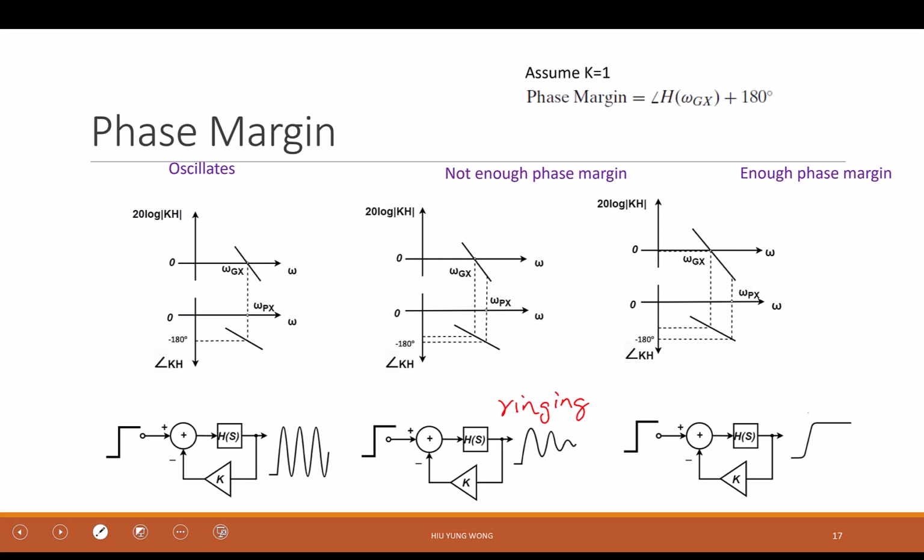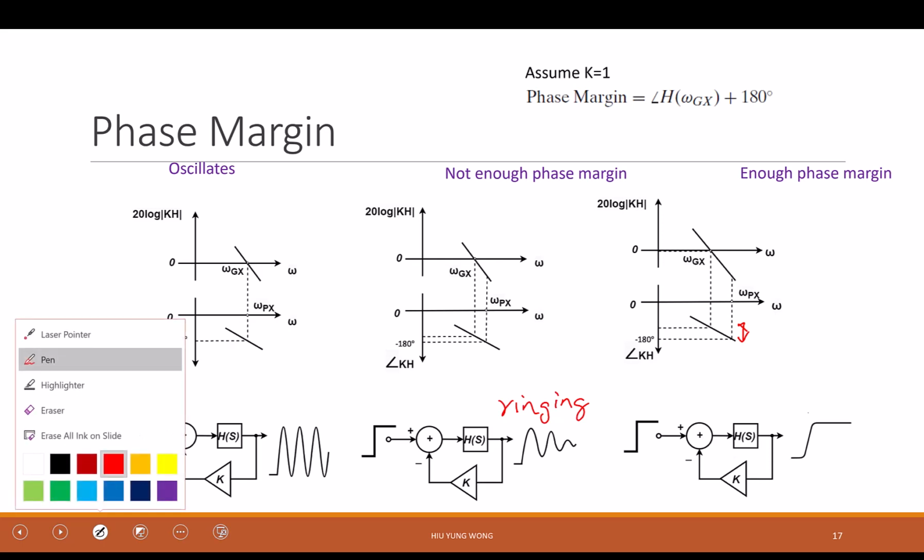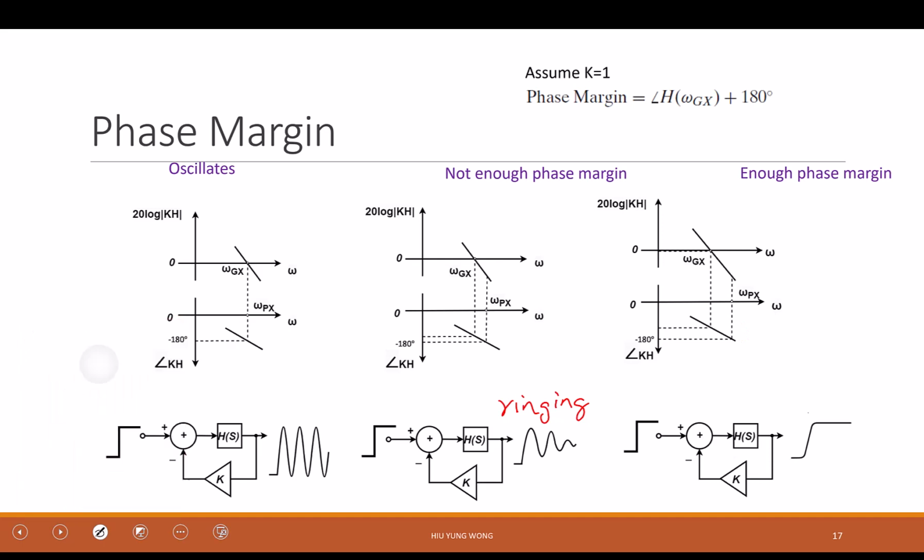So what is the phase margin? Phase margin is basically the angle between negative 180 and the angle that corresponds to the gain crossover. Because when you have this gain crossover, you will get the angle. This is the angle when you are at the gain crossover frequency, right? And then the difference between them is the phase margin. And usually you want to have like 45 degrees or 60 degrees of phase margin. Okay, so let's stop here.